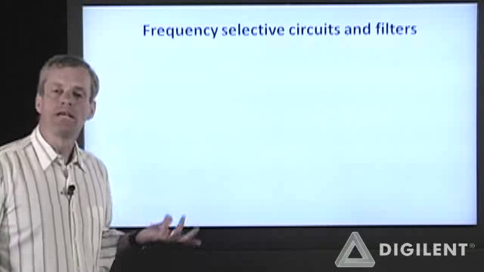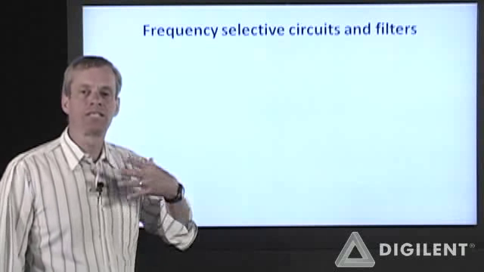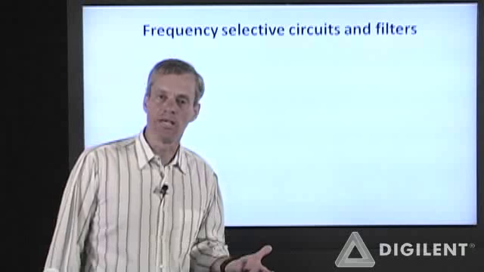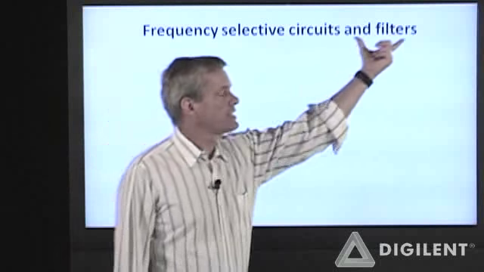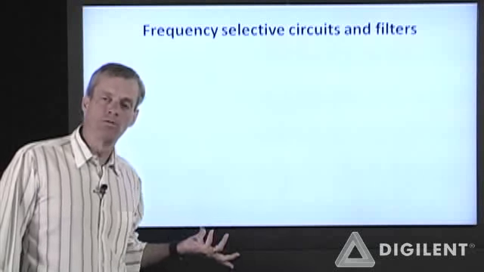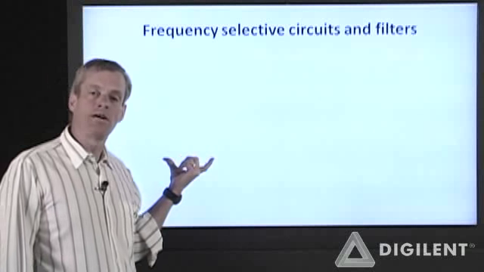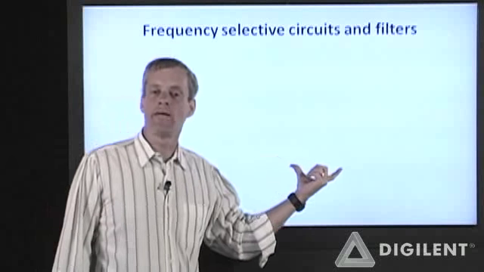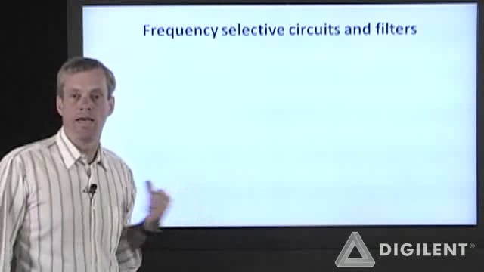And now I'm starting a slightly new topic. It builds on our previous topics, but it's a slightly different way of looking at things. We're going to be thinking about frequency selective circuits and filters, in terms of the shape of the frequency response of the circuit. As we saw in the previous slide, if we take our input magnitude and multiply that by the circuit's magnitude response, we get our output magnitude.